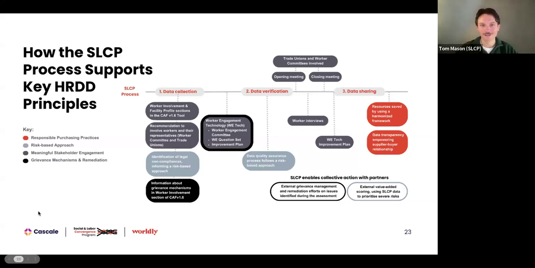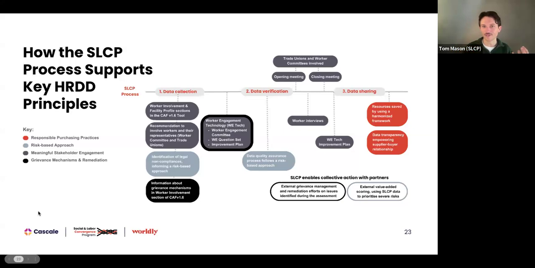The third is meaningful stakeholder engagement. You'll notice that there's a lot of conversations going on now about this, but this is a huge topic that requires quite a lot more analysis to be able to make it very practical in terms of what the legislators actually want out of brands when they're doing due diligence in the supply chain. So when we talk about meaningful stakeholder engagement here, we're really focusing on workers. How are we involving workers in the SLCP process?